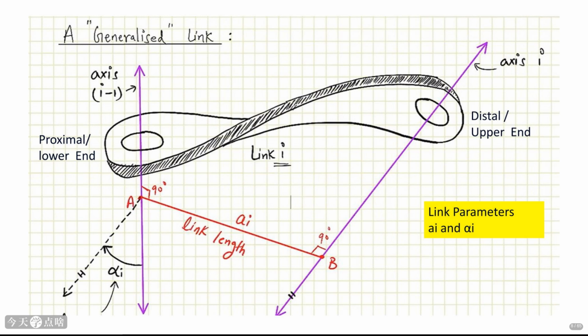This diagram visually represents these parameters. The link length, a sub-i, is the distance between the joint axes. The twist angle alpha sub-i is the angle between the projection of the axis of joint i onto the plane perpendicular to the axis of joint i minus 1. These parameters are fundamental for defining the robot's geometry.